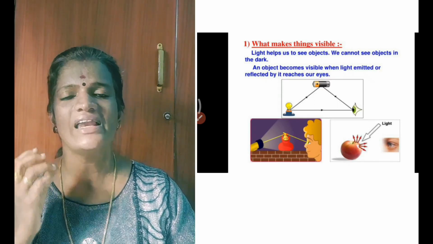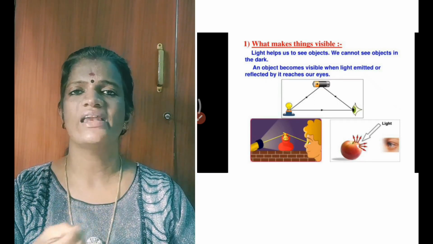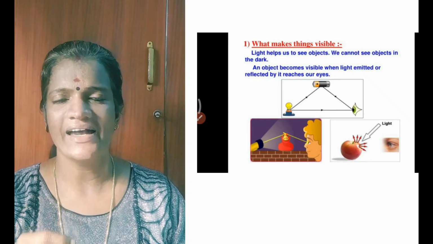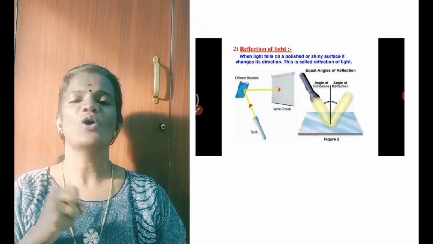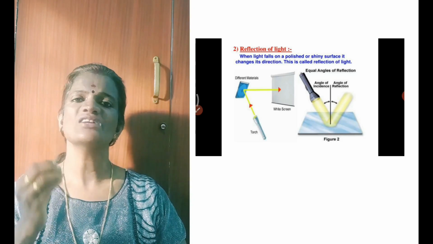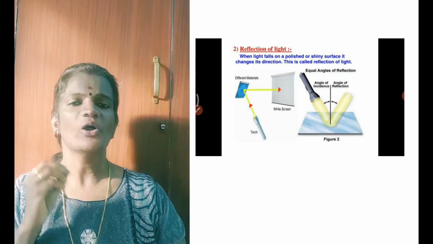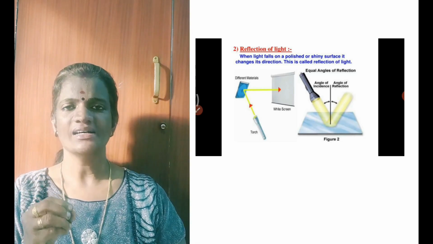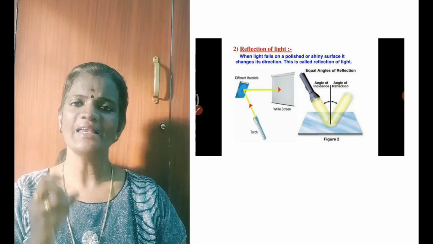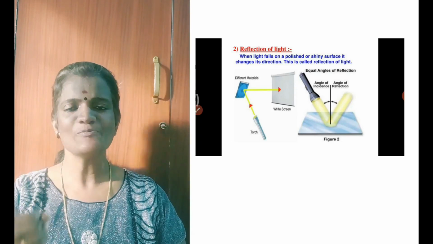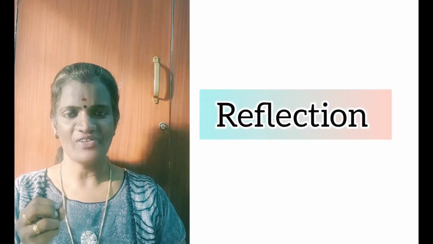Dear children, when light falls upon an object or when light is emitted by an object, our eyes detect that light and hence the object becomes visible to us. What happens when light falls on an object like a mirror? We can see that the mirror changes the direction of light. We had already studied reflection in 7th standard. What is reflection? When light falls on any plane and polished surface, it changes the direction of light, and this process is called reflection.